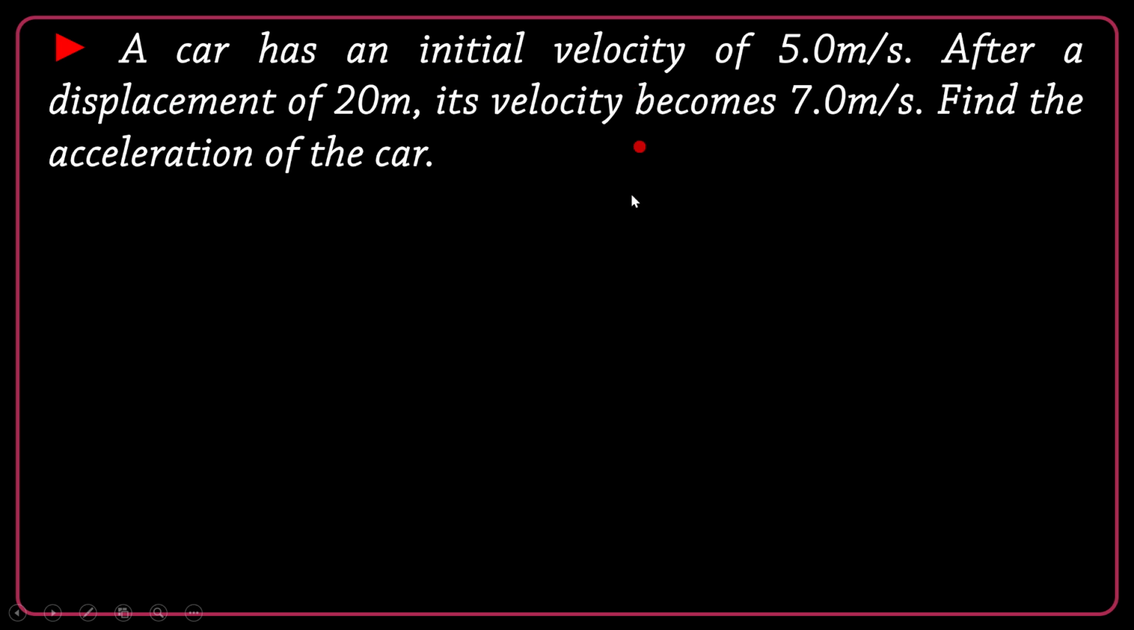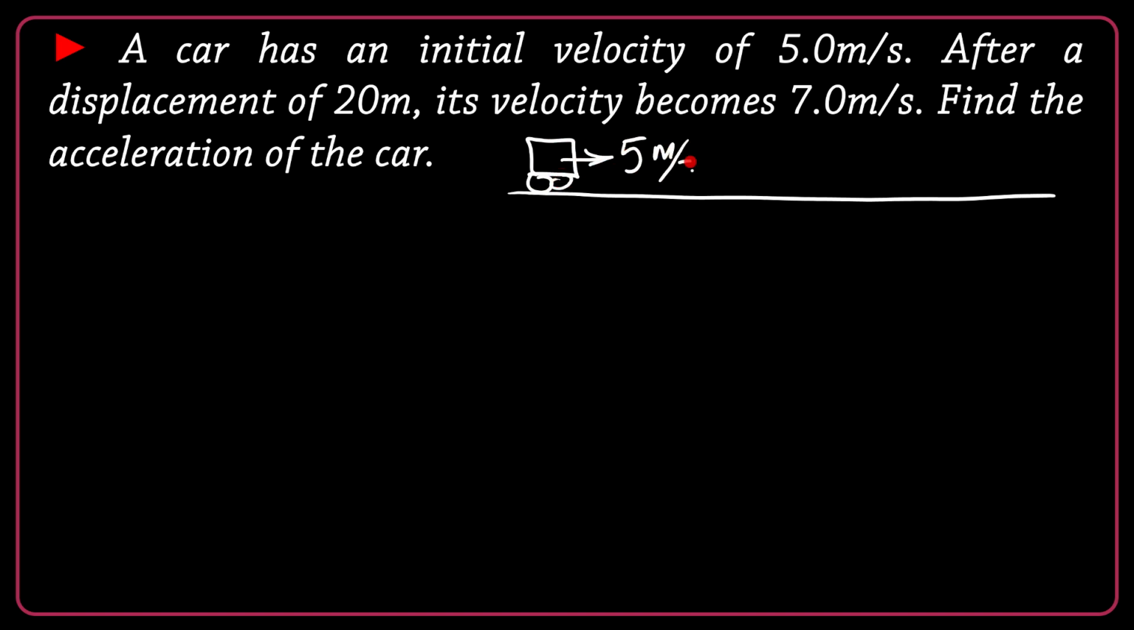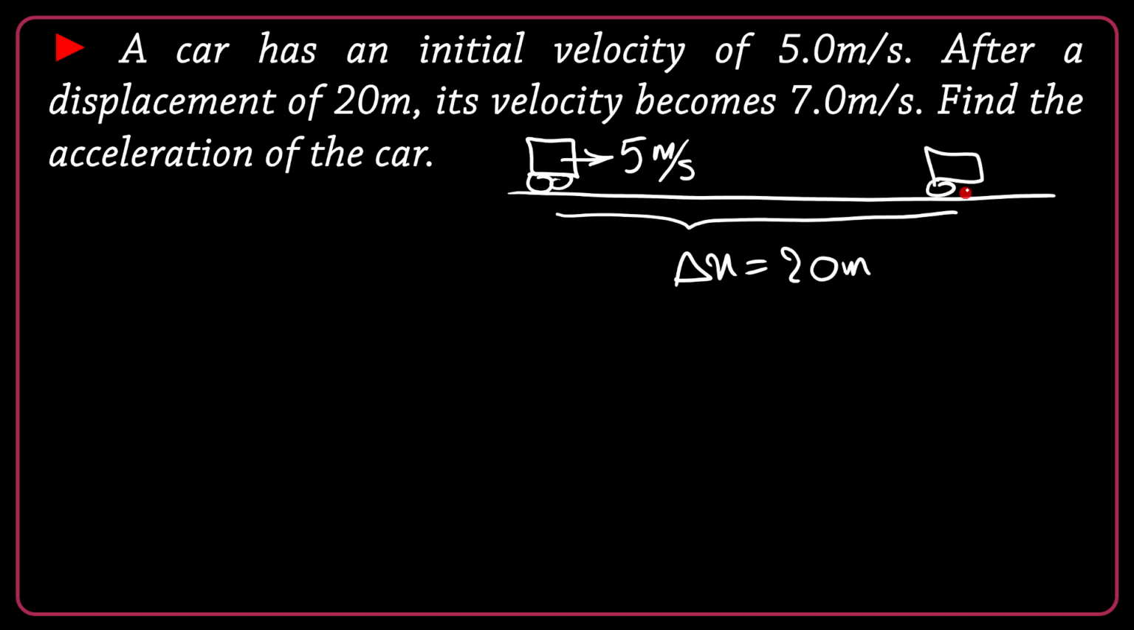A car has an initial velocity of 5 meters per second. So let's draw a car here with initial velocity of 5 meters per second. After a displacement of 20 meters, so let's give a displacement of 20 meters to this car, the velocity becomes 7. The final velocity is 7 meters per second. It's speeding up motion. Find the acceleration of the car.